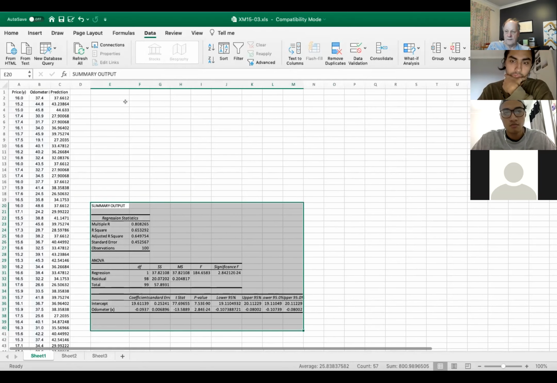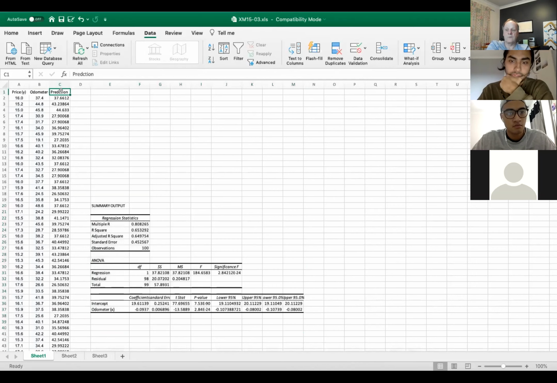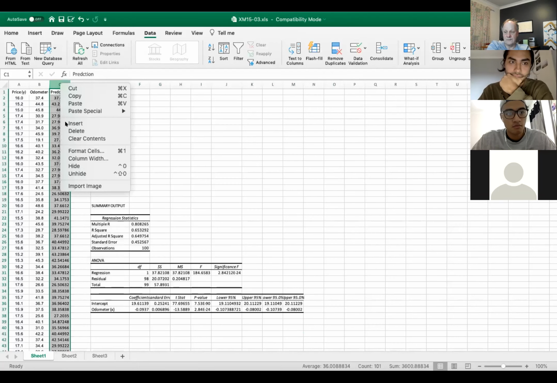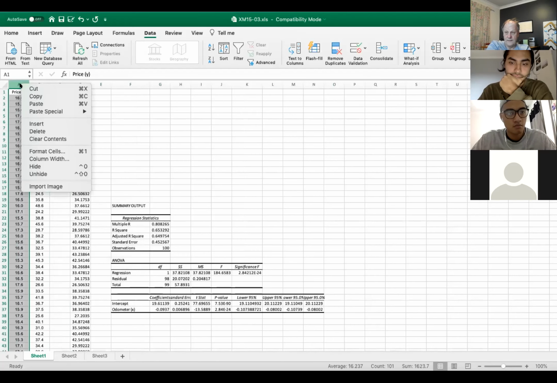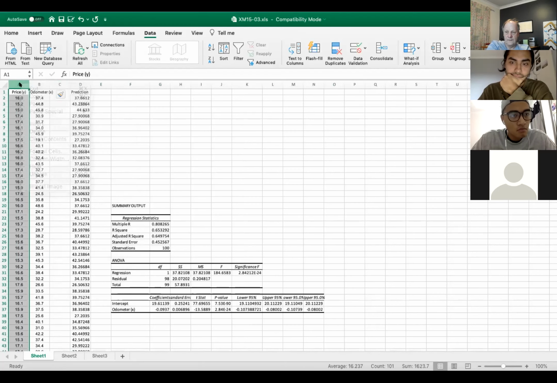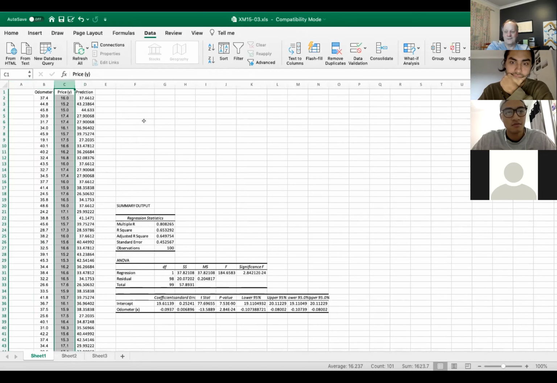Okay. Now, my recommendation is that you click on C on top of the graph. Right click on top on C, and insert. Click on A, and click where you can drag the column to C. Yeah, that's it. Now highlight odometer and price.